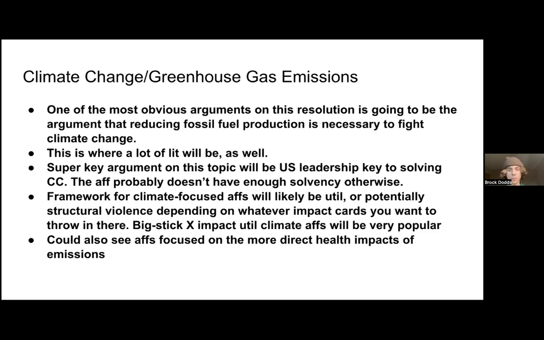When it comes to framework for these climate-focused apps, likely going to be util, or if you're going to specialize in structural violence impacts, you'll have structural violence. But by and large, the most common app will be a big stick extinction impact util climate app that will just be establishing that it's greenhouse gases and CO2 that causes climate change. Fossil fuels produce these things. Extracting them enables these fossil fuels to be burned and produced. This is really bad for the environment. The app has solvency because they prohibit this. That's going to be probably the biggest one.